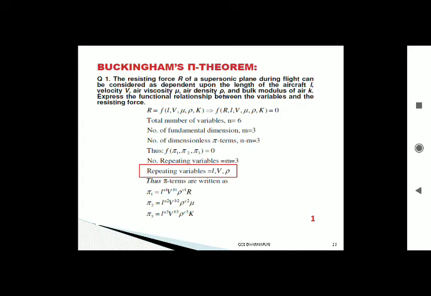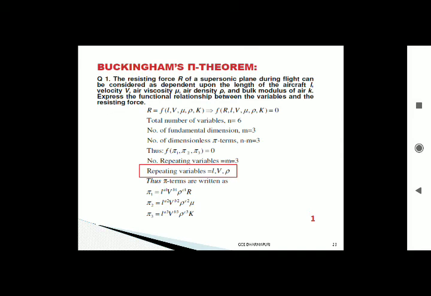Either they will ask one question, or both questions may also come from the Buckingham Pi theorem. So now let's see how to solve a Buckingham Pi theorem problem. For example, question number 1: the resisting force of a supersonic plane during flight can be considered as dependent upon the length of aircraft L, velocity v, air viscosity mu, air density rho, bulk modulus of air k. Express the functional relationship between the variables and the resisting force.